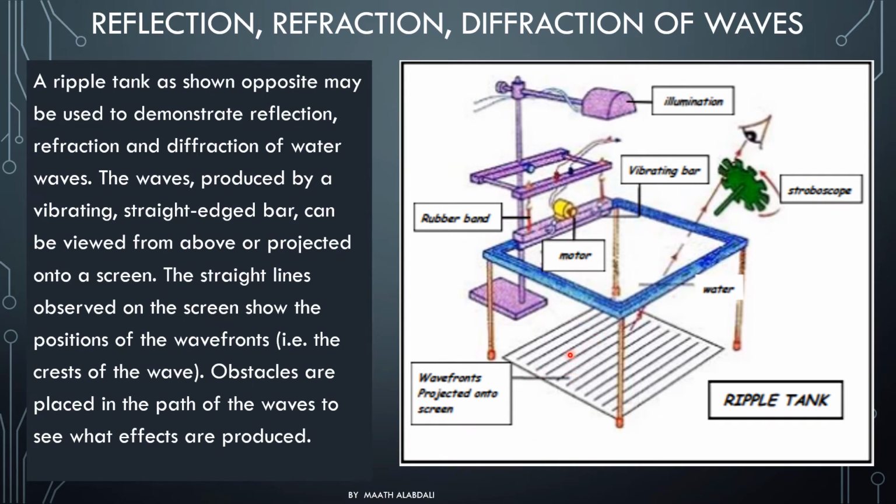water waves. So the waves are produced by a vibrating straight-edged bar that can be viewed from above, or projected onto a screen. The straight lines observed on the screen show the position of the wavefronts, and obstacles are placed in the path of the wave to see what effects are produced. So that's basically the ripple tank experiment.